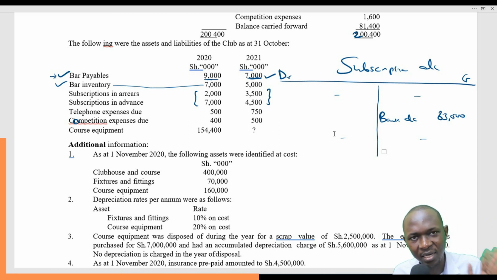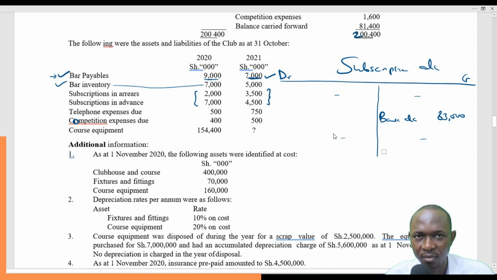What belongs this year, credit. What doesn't belong this year, debit. Of course, advance, arrears, you know what they mean. That's the assumption. So I'm just trying to give you a very easy way of looking at it.